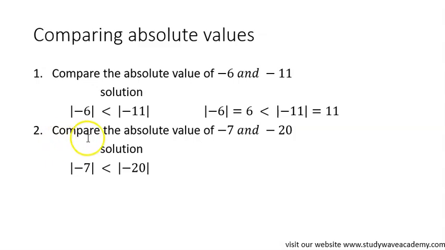Good. So here, compare the absolute value of -7 and -20. The absolute value of -7 is less than the absolute value of -20 because 7 is less than 20. The absolute value of -7 is 7. The absolute value of -20 is 20. So 7 is less than 20. Okay?